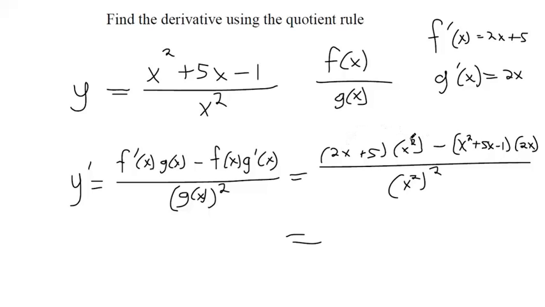Okay, so we can distribute that x squared to everything inside. That makes 2x to the third plus 5x squared. And then watch out here. That's a minus sign in front of parentheses. So when you distribute that 2x to everything in here, keep it all in parentheses to remind yourself that you've got to distribute that minus sign.